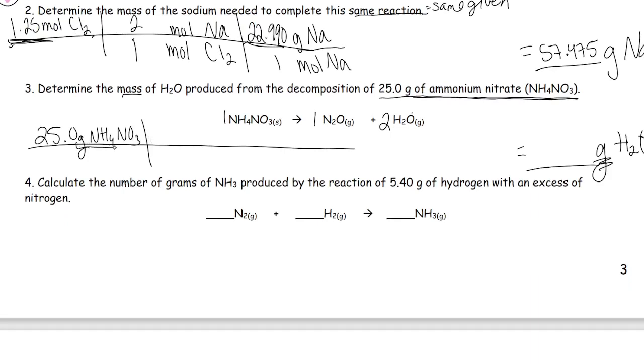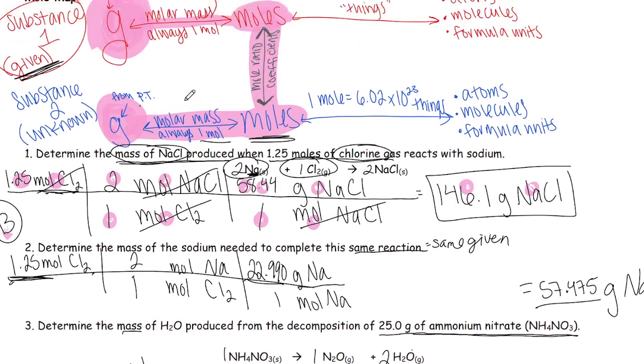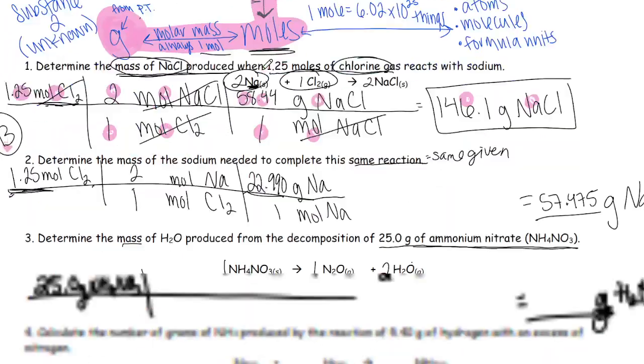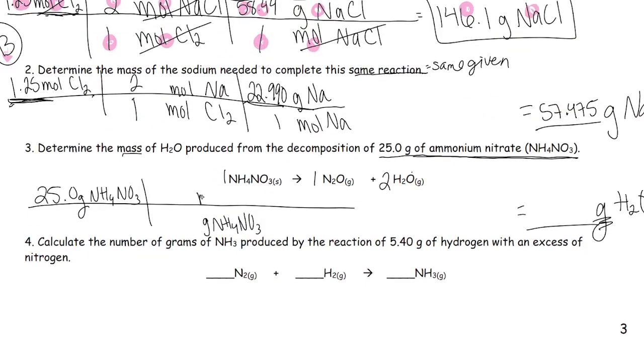So I have grams of NH4NO3. I need to get rid of that unit, so I bring it down, grams of NH4NO3, to the bottom so that it cancels out, and then I refer to my mole map to tell me where I'm going next. I already mapped this out for myself. I'm starting here. The only place I can go from here is into moles of that same substance. So what I'm going to put on top is moles of NH4NO3.